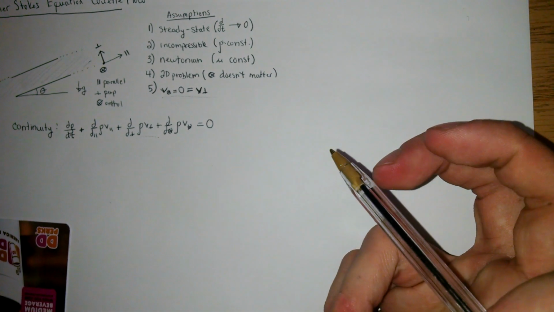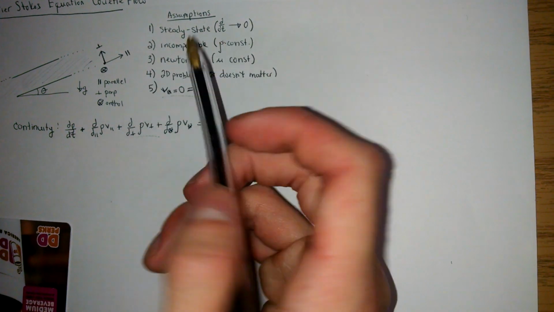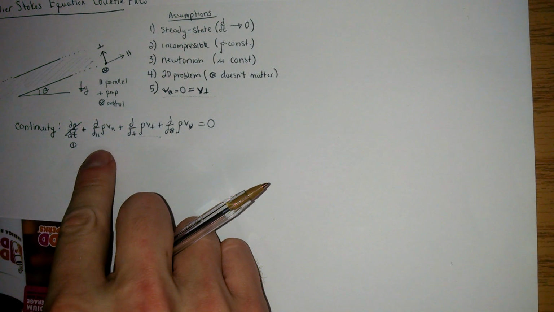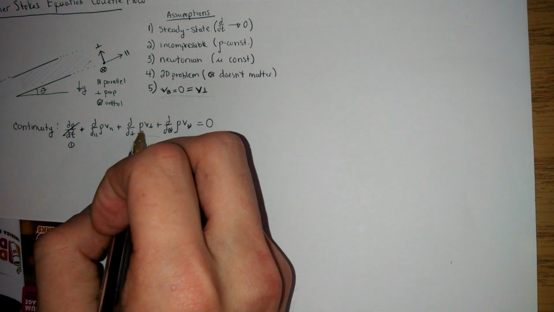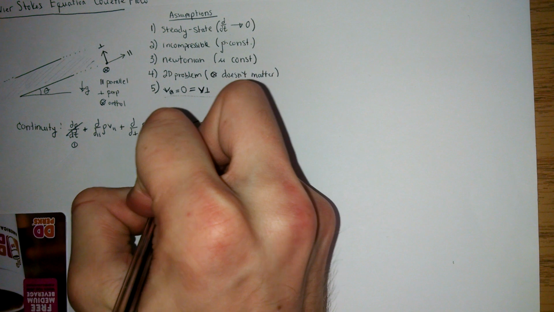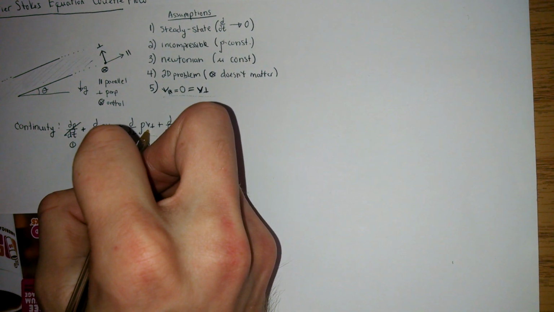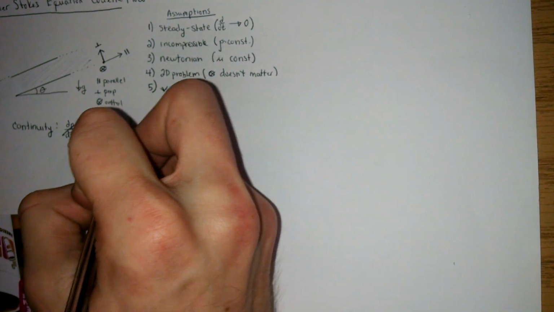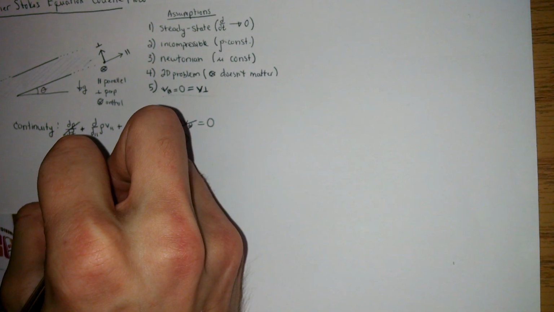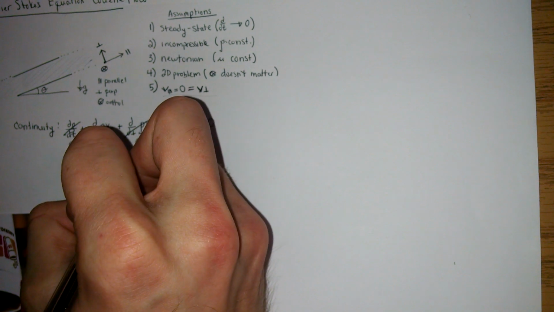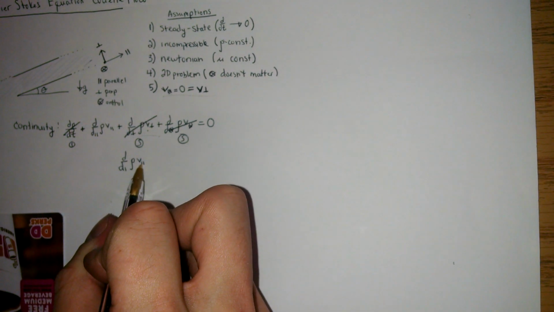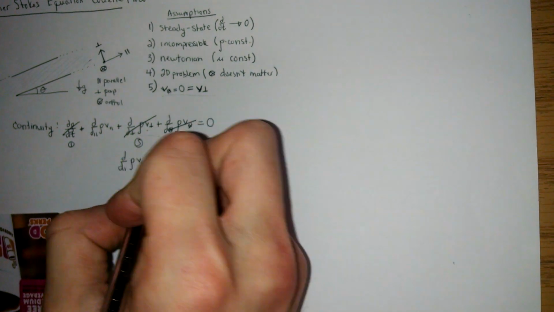Okay, so how could we simplify this? Well, we know that we're working under steady state, so this term is time dependent, so it's going to go to zero. The next assumption we could use is that the velocity in the orthogonal direction is going to be zero, and the velocity in the perpendicular direction is going to be zero. So these terms don't matter as well. So we're left with simply the derivative in the parallel direction times the density times the velocity in the parallel direction. It's going to be equal to zero.